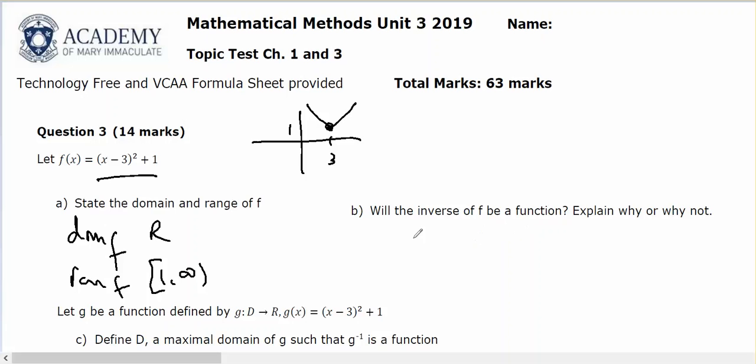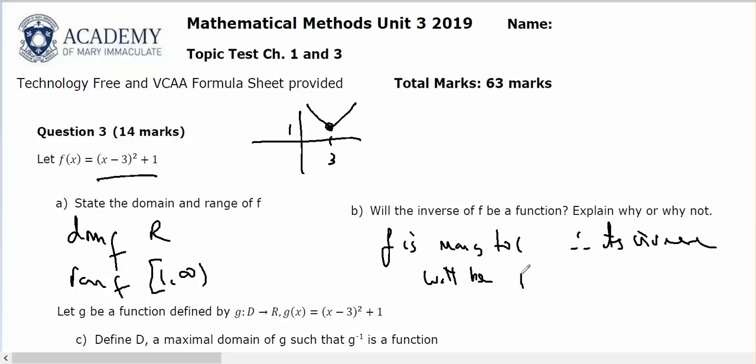Will the inverse be a function? Well, f is many to 1, therefore its inverse will be 1 to many and not a function.